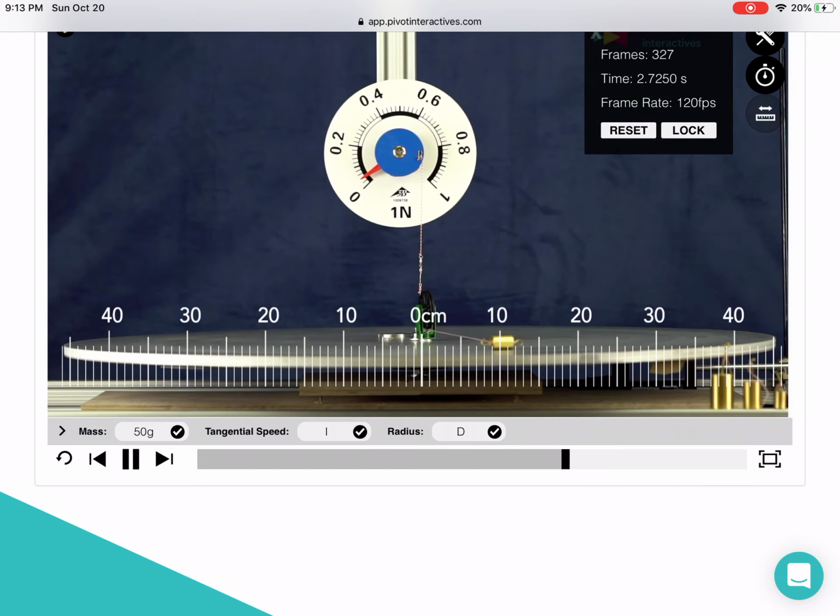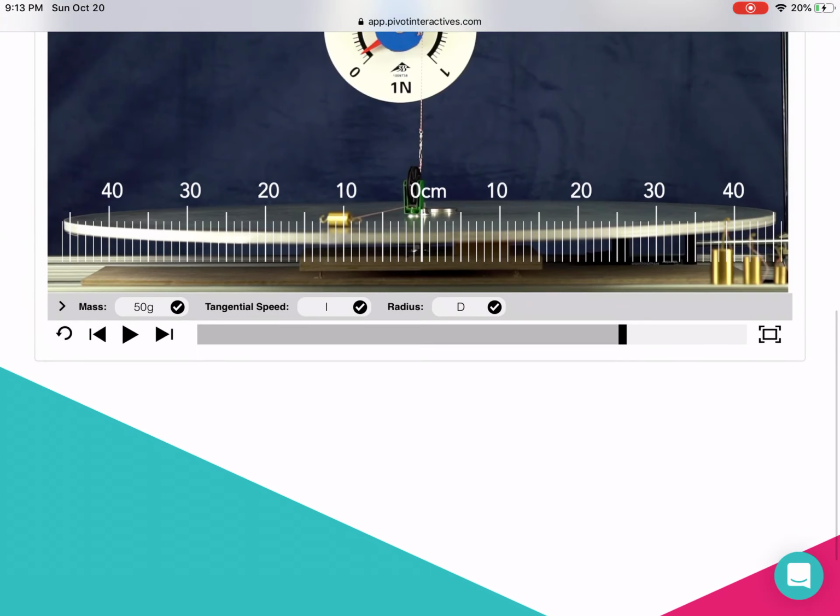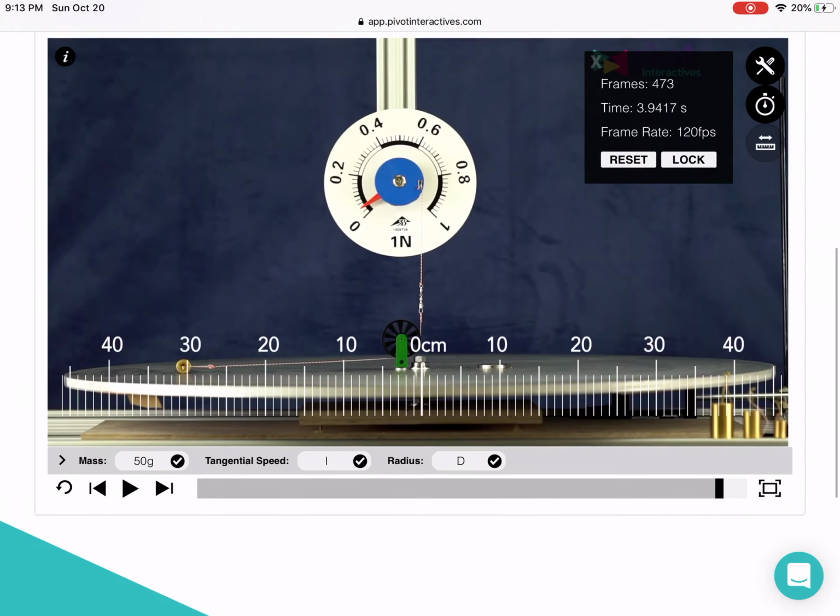I want to stop the time when my mass is back where it was. So I'm going to stop it before it actually gets there, and then just use this in time to get it a little bit closer so I have a little bit more control over it. And then I'll use the frame advancer, this little button that looks like a fast forward button, but really it's a slow fast forward, until it's pretty much back where it started. So right about there.